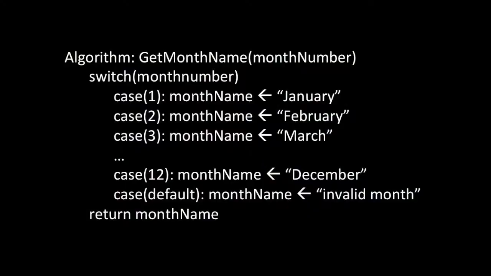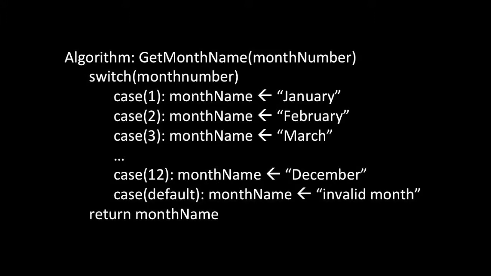I'll call my algorithm getMonthName, and the argument it will take will be an integer called month number, and it will return the name of the month, namely in a string. So here's the body of the algorithm, and I'll say switch month number, and by that I mean that we're going to use month number as the thing that determines which case gets executed.